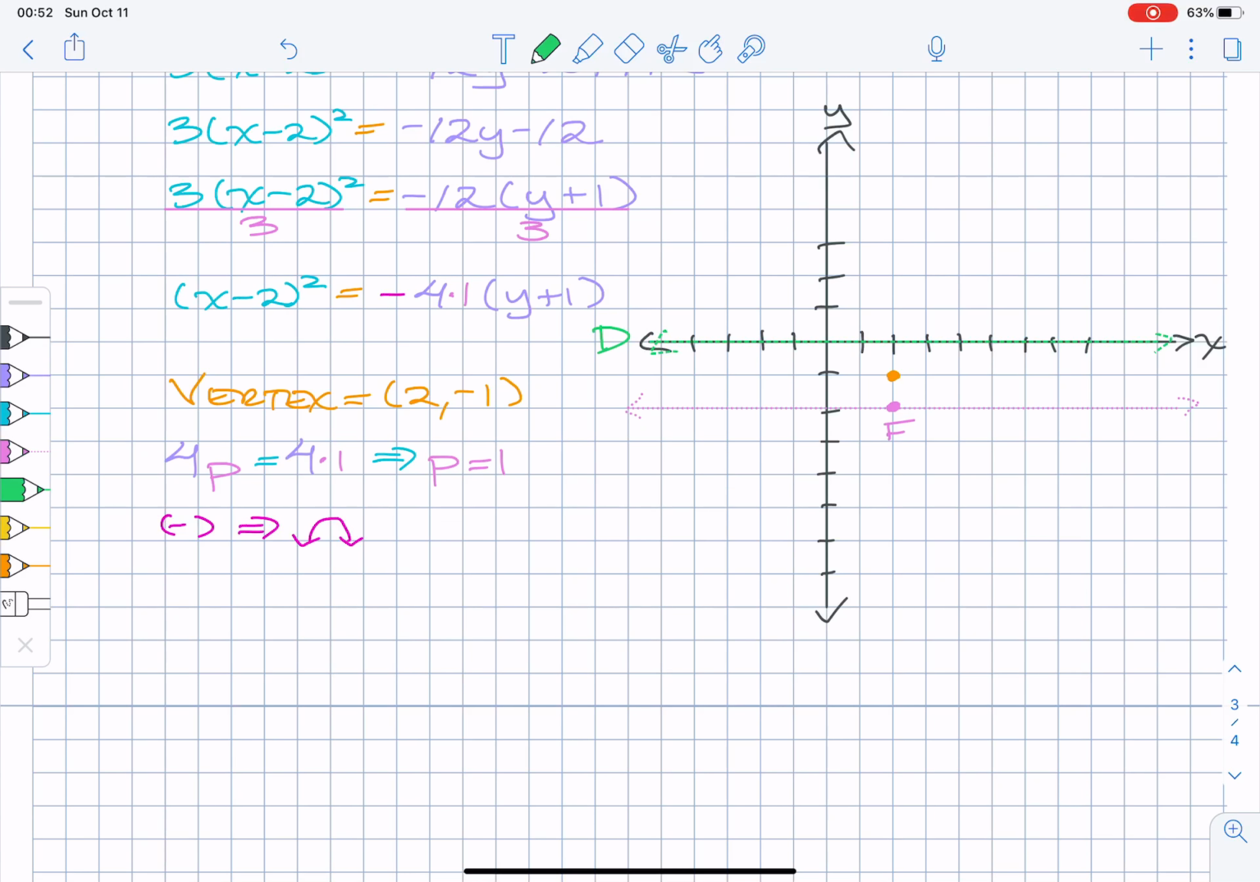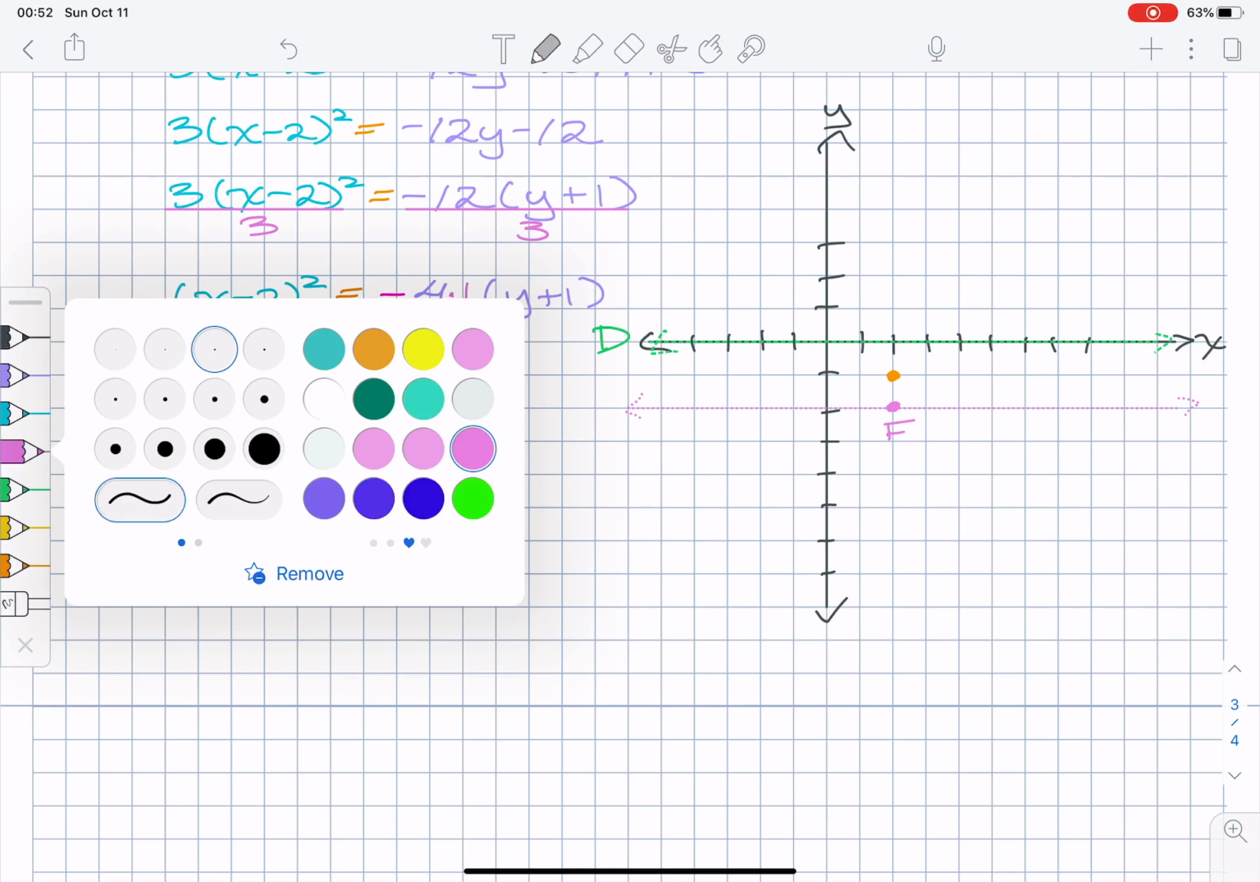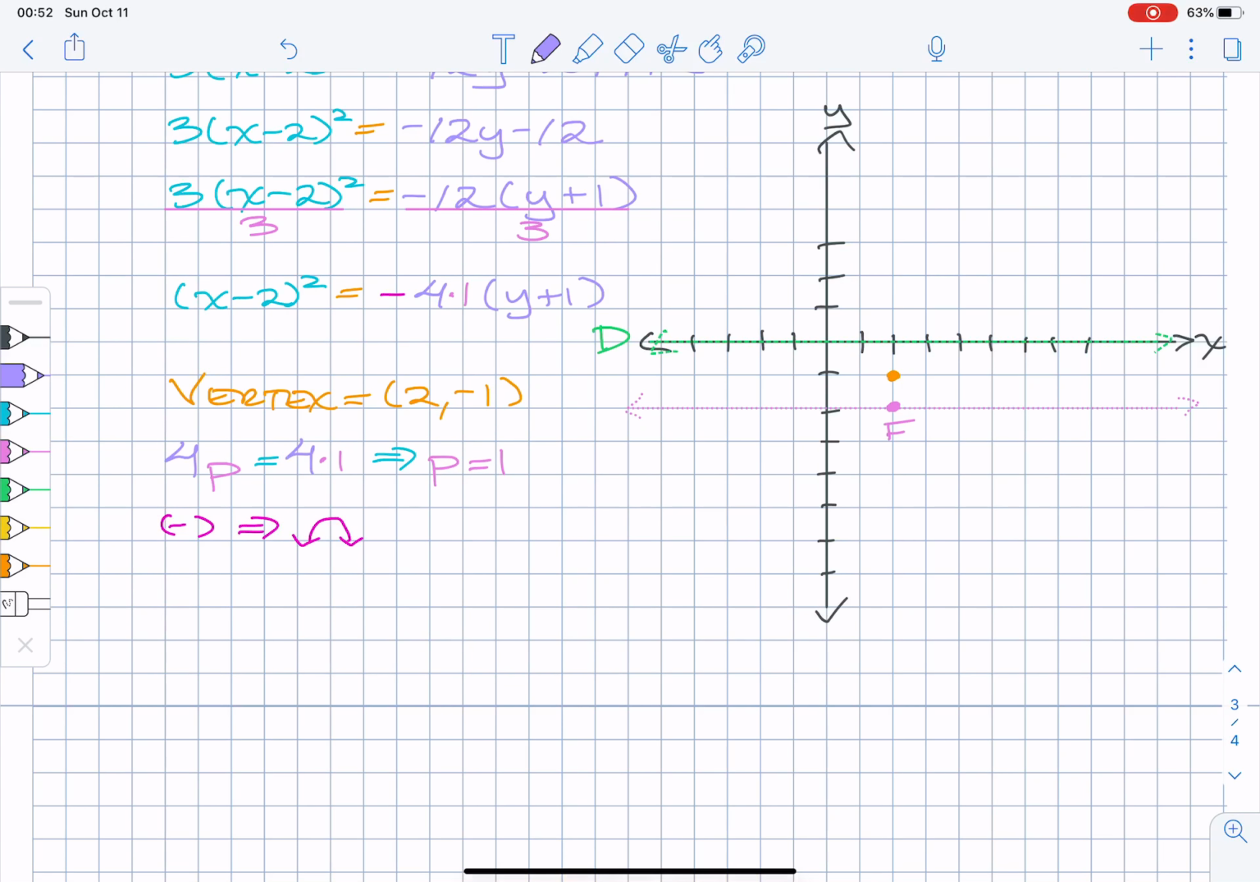Okay, so what 2 points do I have? Well, I know that p is 1, so I know that I'll be 2 away from the focus along the latus rectum. So we'll have something like so. Actually, I'll just try and make a nice one that will autocorrect. But I know how well that works.